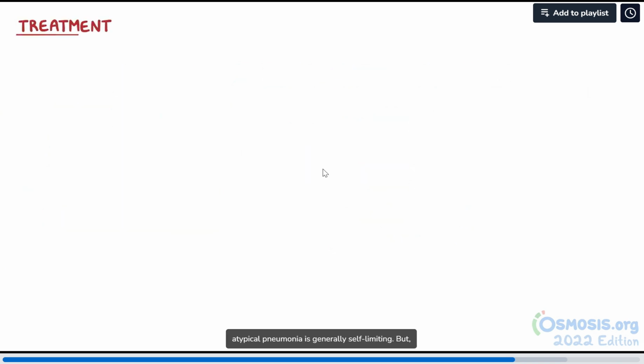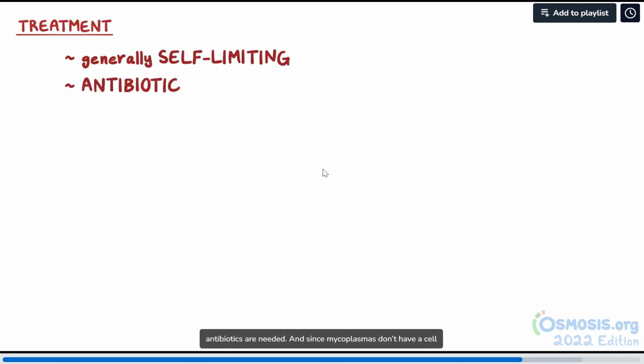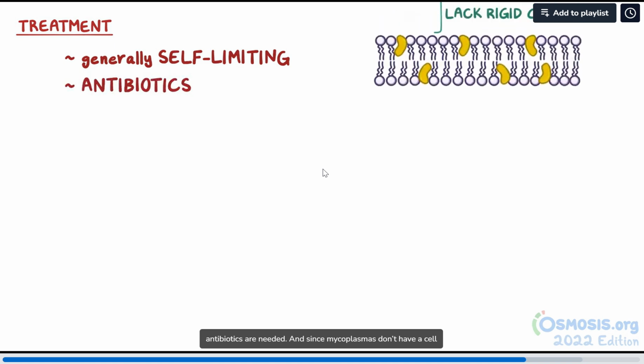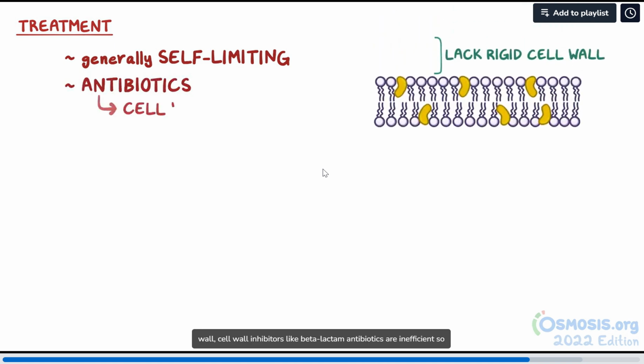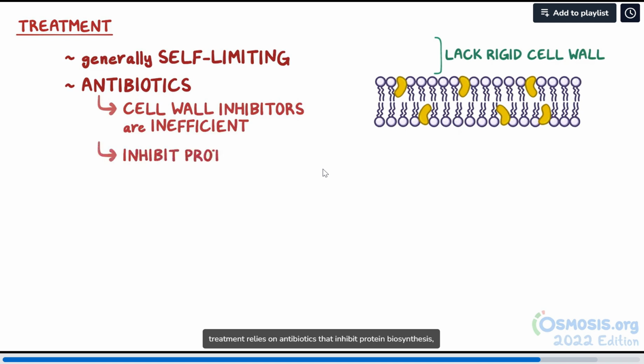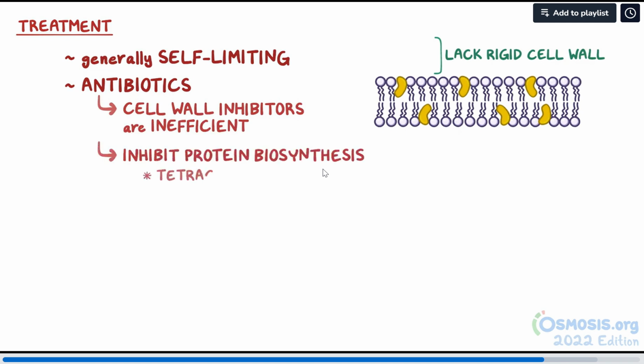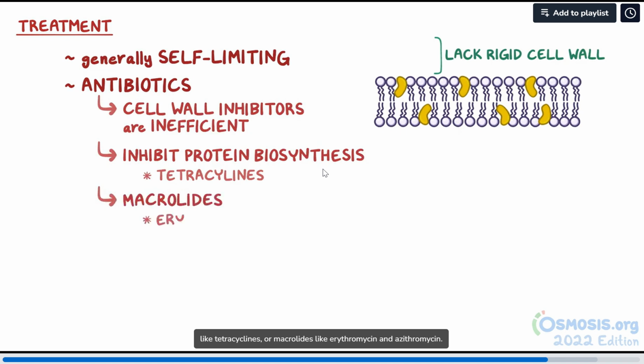Alright, now atypical pneumonia is generally self-limiting, but if it doesn't resolve on its own, antibiotics are needed. And since mycoplasmas don't have a cell wall, inhibitors like beta-lactam antibiotics are inefficient. So treatment relies on antibiotics that inhibit protein biosynthesis, like tetracyclines, or macrolides like erythromycin and azithromycin.